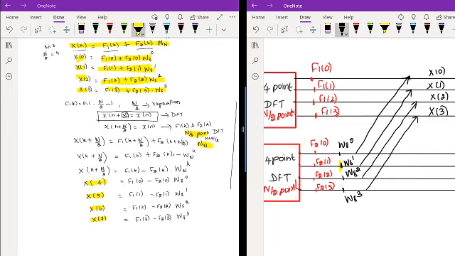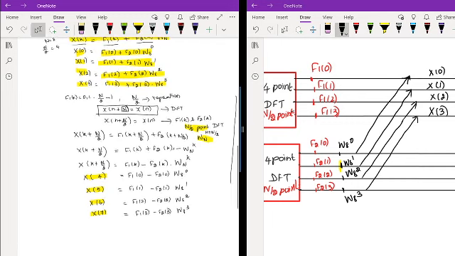Now for the next 4, the x of 4 can be calculated from f1 of 0 minus f2 of 0 into w8 power 0. So already the second samples are multiplied with w8 power 1, w8 power 2, w8 power 3. So we need not worry about the multiplication. Now we can do the subtraction. So f1 of 0 minus f2 of 0.